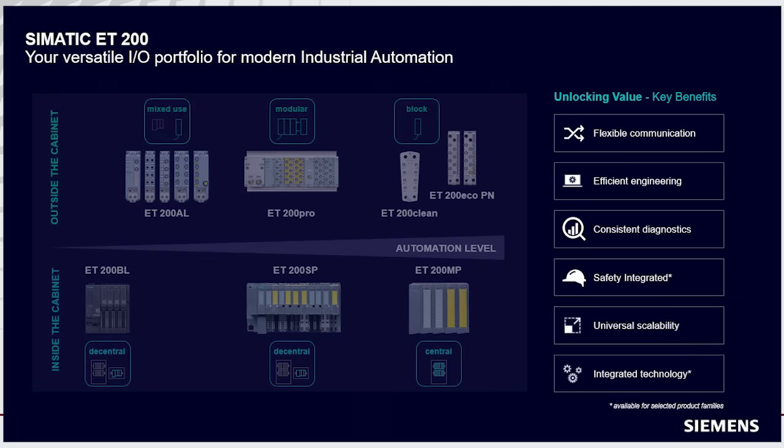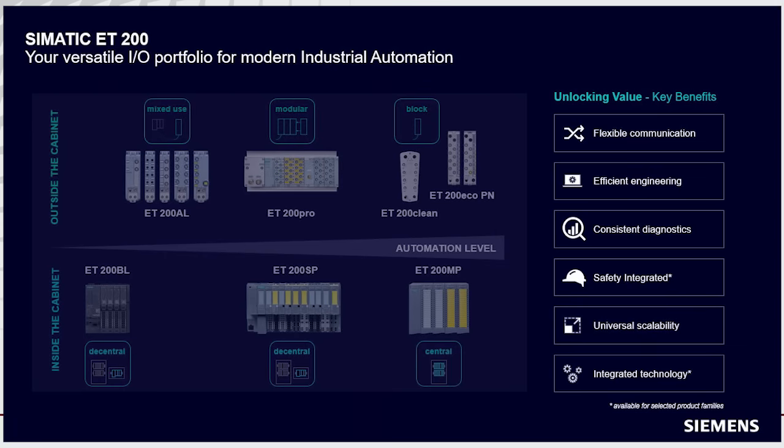Then there's also universal scalability, allowing each system to easily adapt and grow from small setups to large and complex installations. For example, if you look at the ET 200SP, you can either configure a small station or add up to 64 modules per station, from basic to high feature modules.